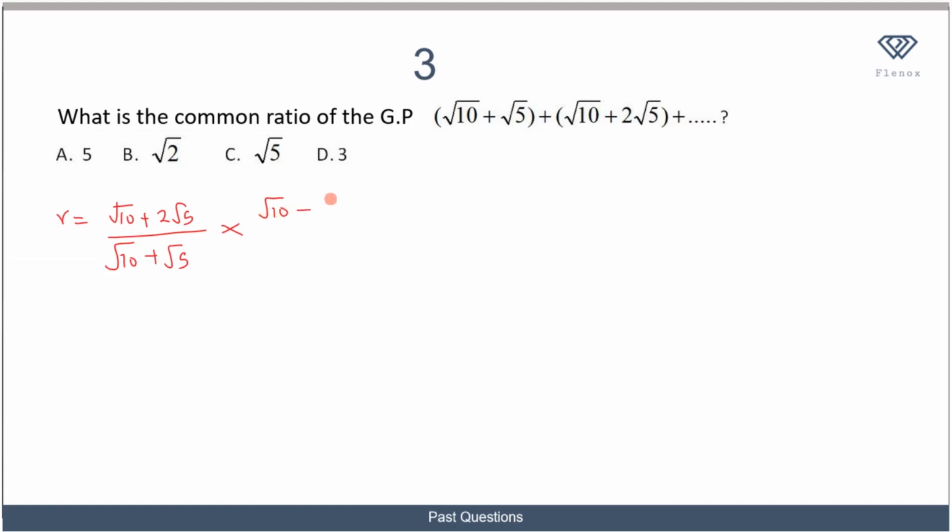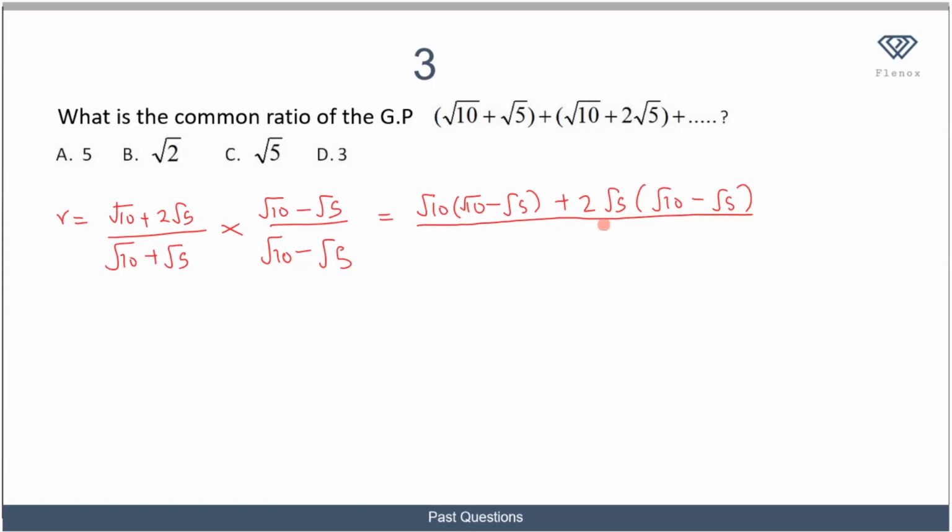So we have square root of 10 minus the square root of 5 over the square root of 10 minus the square root of 5. So now we just expand. So we have this times this. We have root 10 into bracket root 10 minus root 5. Then we have plus 2 root 5 into bracket root 10 minus root 5. Then I have, over, this becomes difference of two squares, root 10 squared minus root 5 squared.